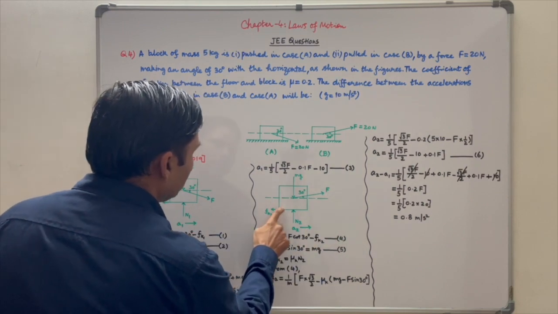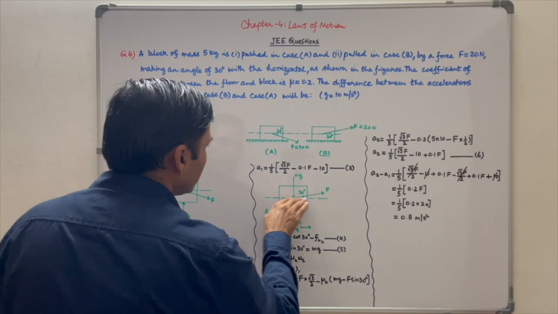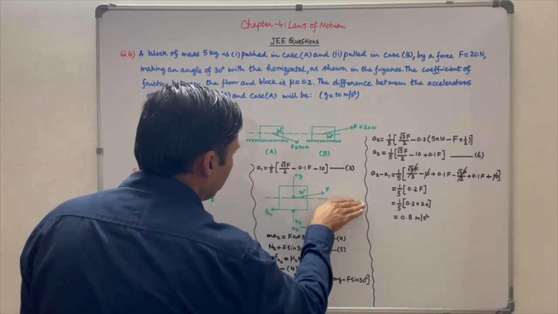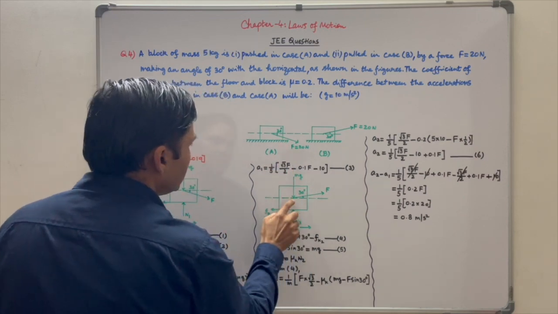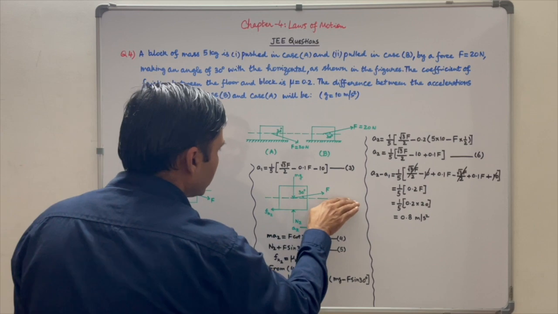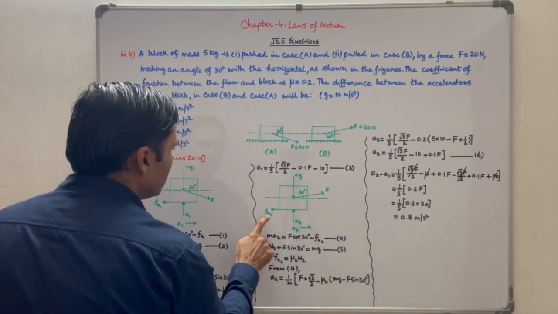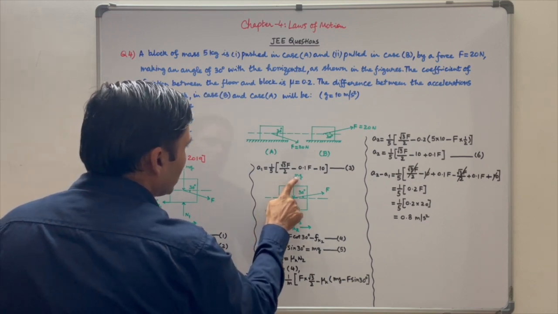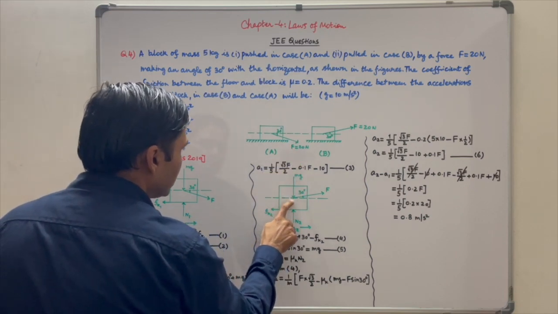This is FBD of the block in case B. We can resolve external force F along horizontal and vertical directions. Its horizontal component will be F cos 30 and vertical component will be F sin 30. Since this block is moving in forward direction, so friction force on it will work in opposite direction. It is represented by Fk2, that is kinetic friction. Weight of this block is mg, that will work vertically downwards at its geometrical center.